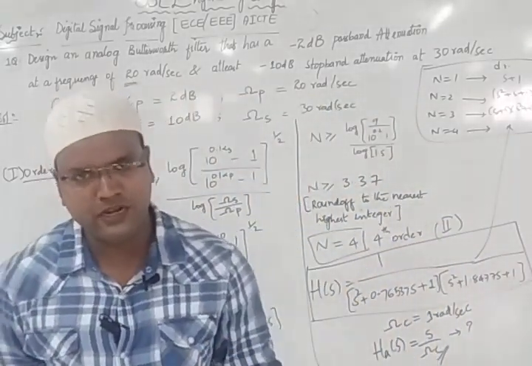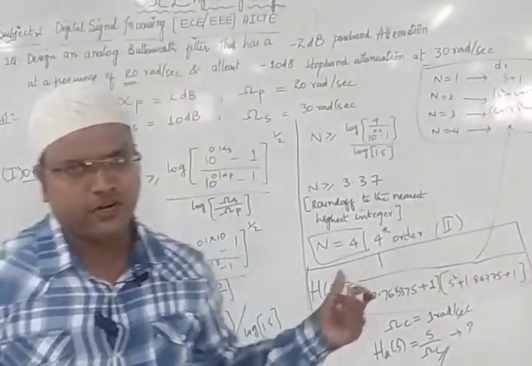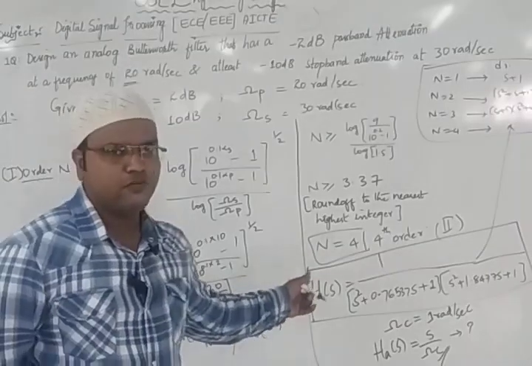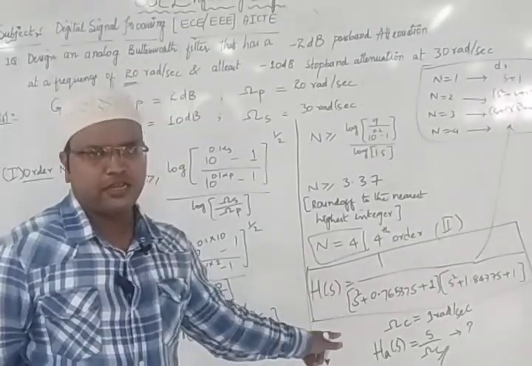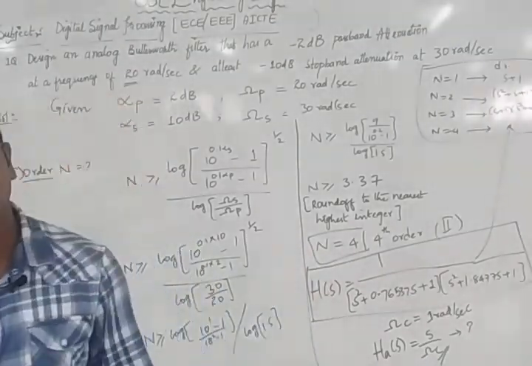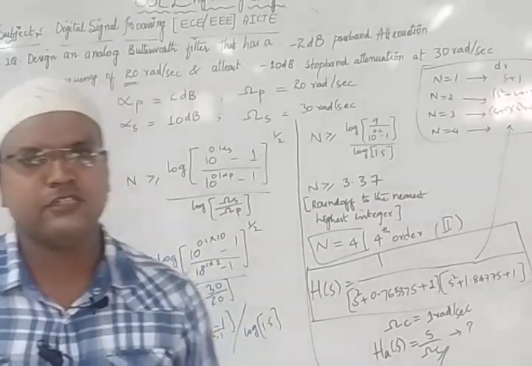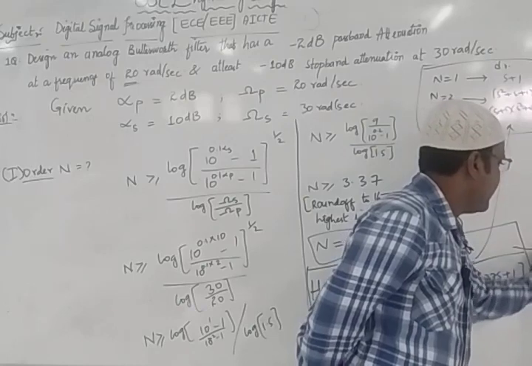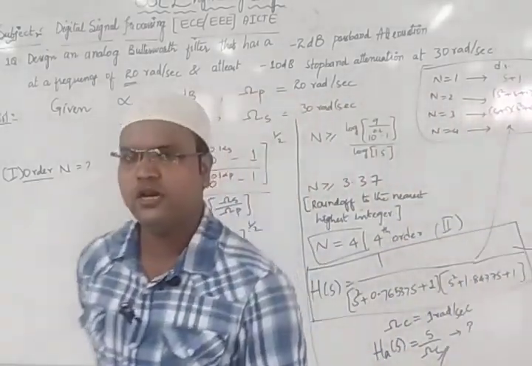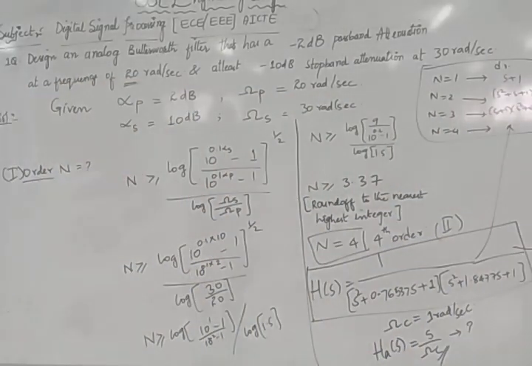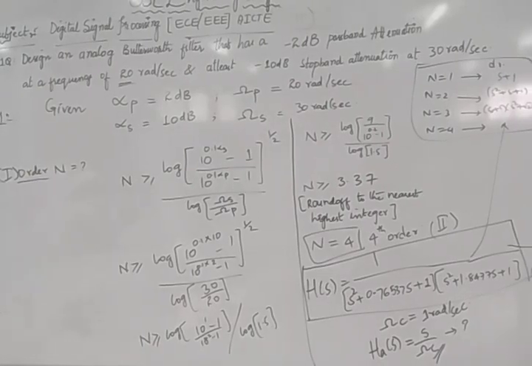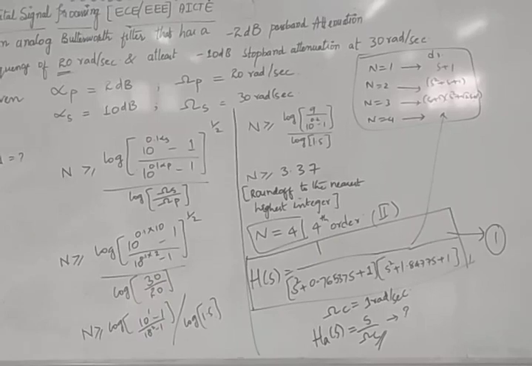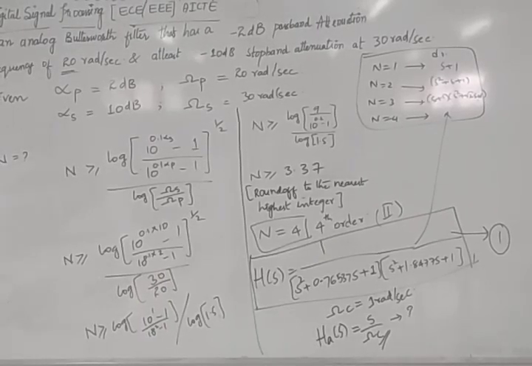So till now what have we done? We took the order, we found the order, then we put it in the transfer function and got the transfer function. Next, we need to find the critical frequency omega c. After getting the critical frequency, we can substitute in equation 1. Let us assume this is your equation 1. After getting these values, we will substitute in this given condition and we will find out the transfer function.